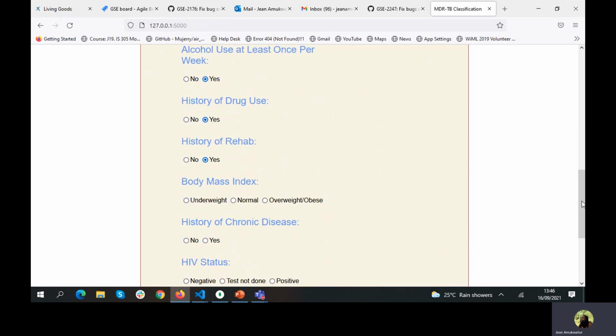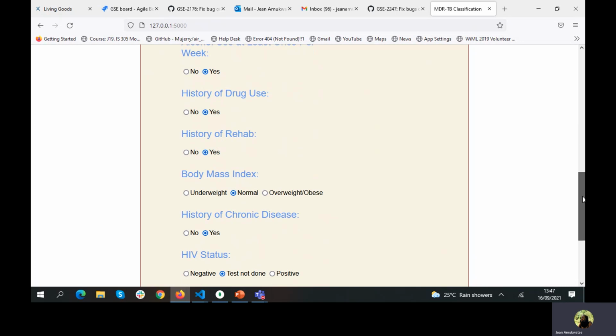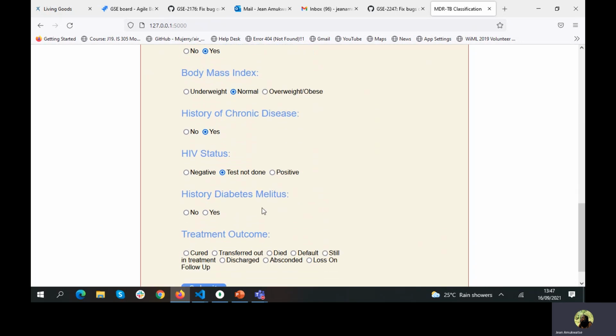From the correlation matrix, these two were correlated. The history of drug use and history of rehab were correlated, so these can be merged and we come up with one attribute. Then also the body mass index, maybe I'm normal weight. History of a chronic disease, maybe yes, I had one. HIV status, maybe it was not done or it's unknown. Then history of diabetes mellitus, no. Then the treatment outcome, maybe someone is still on follow-up.